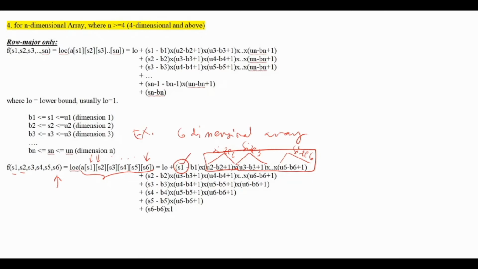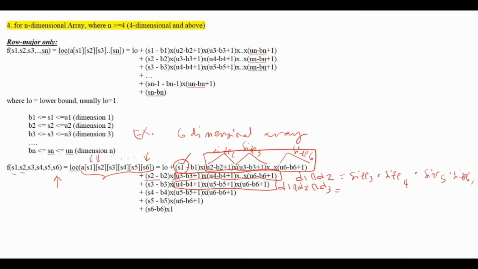And then plus S2 minus B2, and then this is the total number of elements in the intersection of dimension 1 and dimension 2. And that is equal to the size of the third dimension times the size of the fourth dimension times the size of the fifth dimension times the size of the sixth dimension. And then plus S3 minus B3, the base of S3, times the total number of elements in the intersection of D1, D2, and D3.